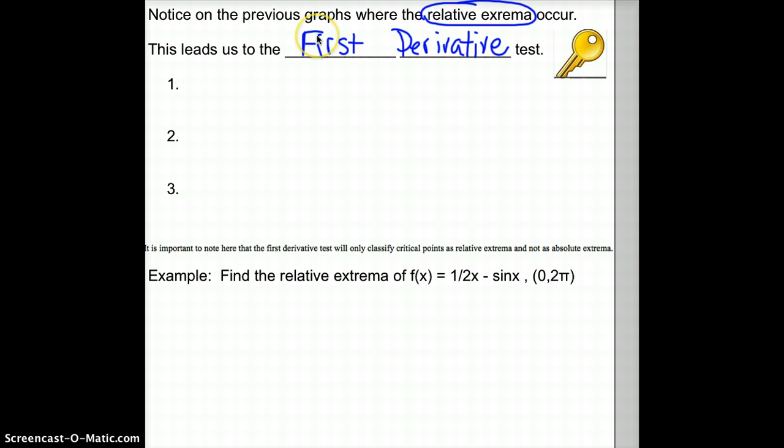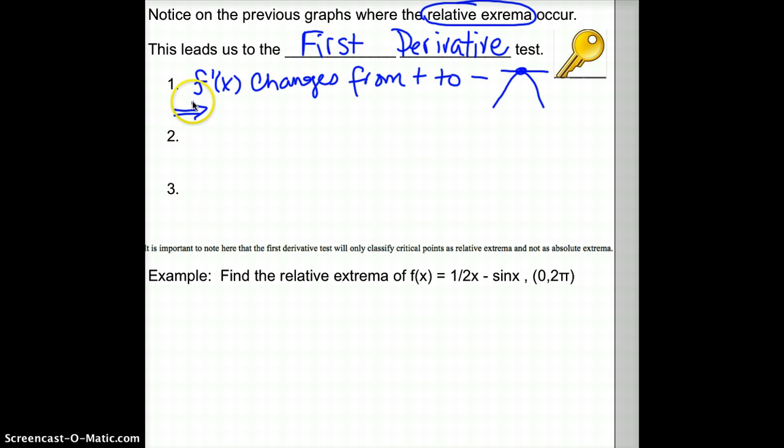And so what we do for the first derivative test is we take the function and find its first derivative. And we say if that first derivative changes from positive to negative, then from the previous pages we know that means the function goes from increasing to decreasing. Hence you've reached what we call a relative maximum. So that would imply that you have a relative maximum at that value.